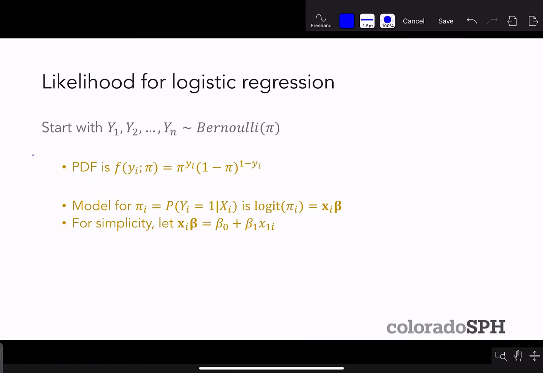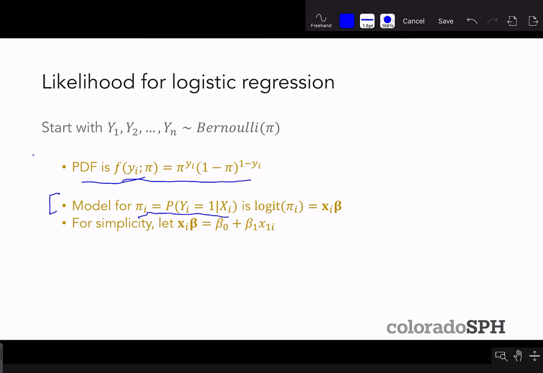Let's say we have n random variables that all follow a Bernoulli distribution. So we already know that the probability distribution for a Bernoulli random variable looks like this. And we have a particular model for pi i, or the probability that yi equals 1, given the set of covariates xi.